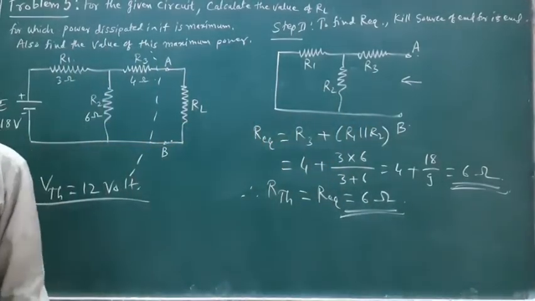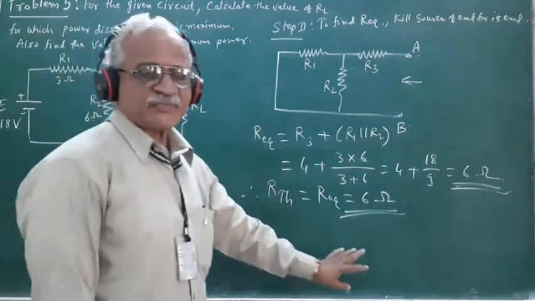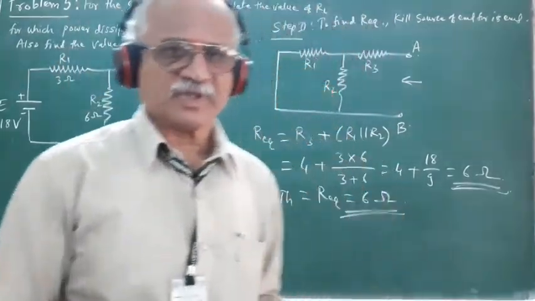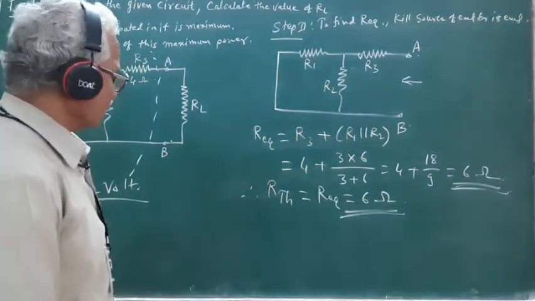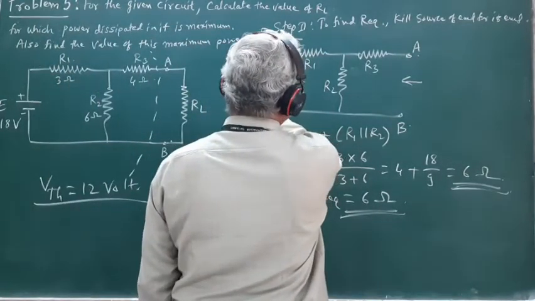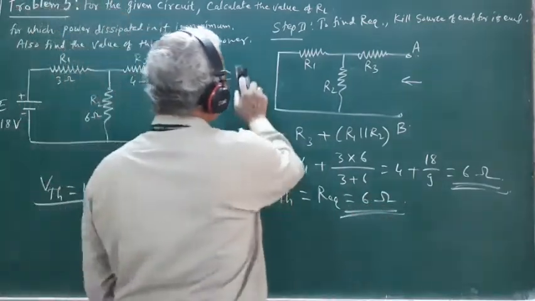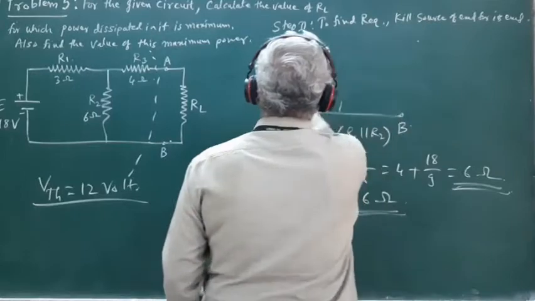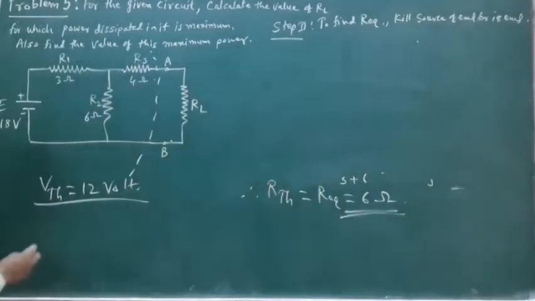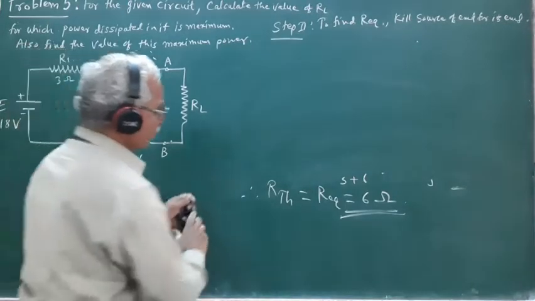So once we know the values of VTH and RTH, then we can draw the Thevenin equivalent circuit. So in step 3, we can draw the Thevenin equivalent circuit and find out the value of load current. So replacing the network to the left of the terminals A and B, this is RTH equal to 6 ohm.